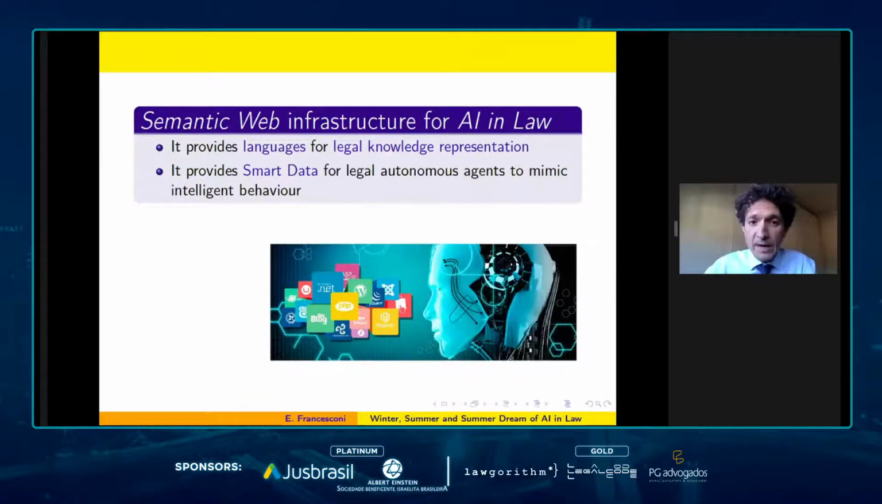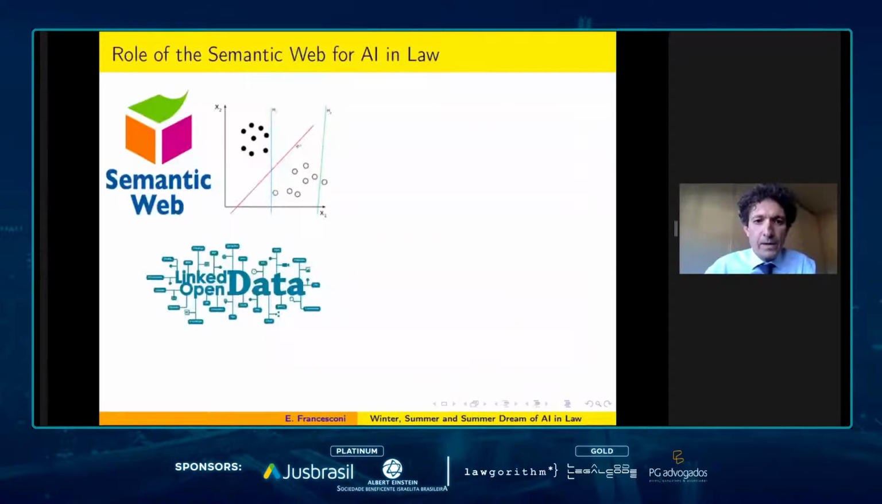So the semantic web is an infrastructure also for AI in the law domain. It provides standards and languages for legal knowledge representation, and it provides smart data for legal autonomous agents to mimic intelligent behavior. So the role of the semantic web for AI in law is rather clear.